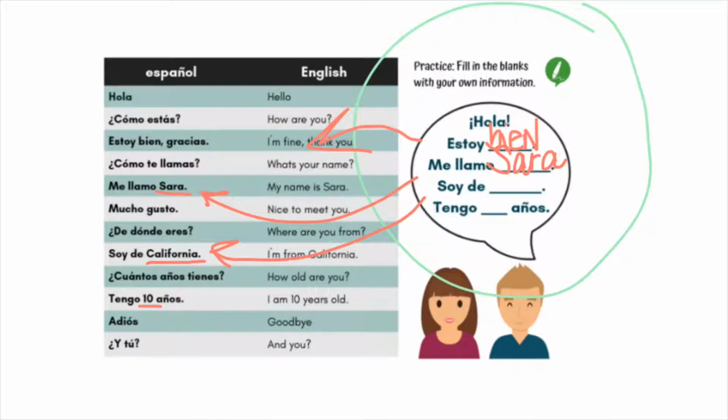I'm not actually from California. I'm going to put Philadelphia. Soy de Philadelphia. And tengo 28 años. So it's okay if you don't know that number yet. You'll have a much lower number than me, but that's how you're going to go ahead and get started.